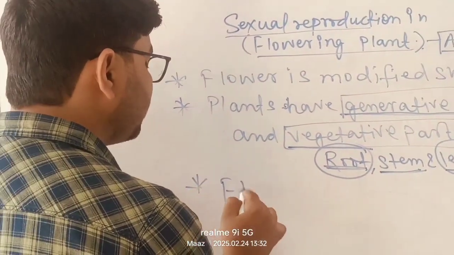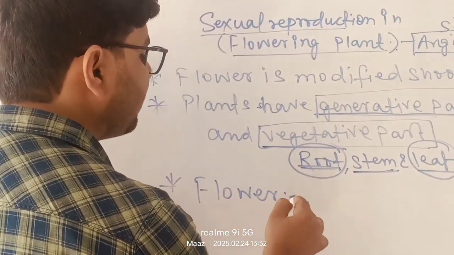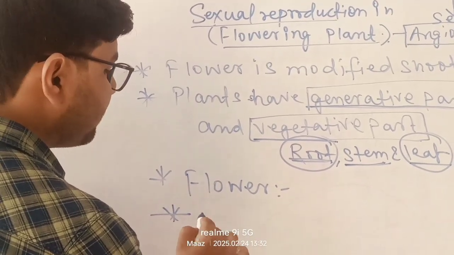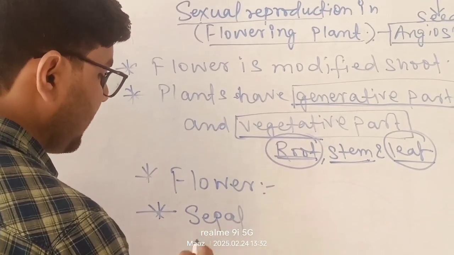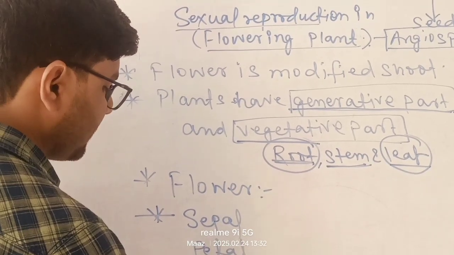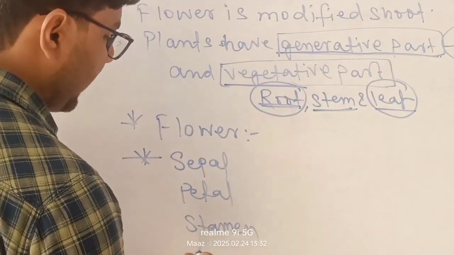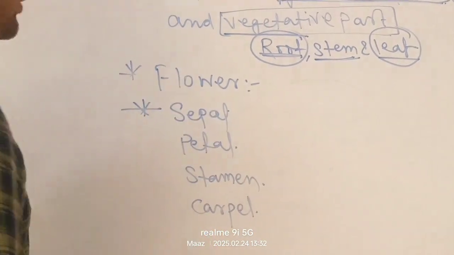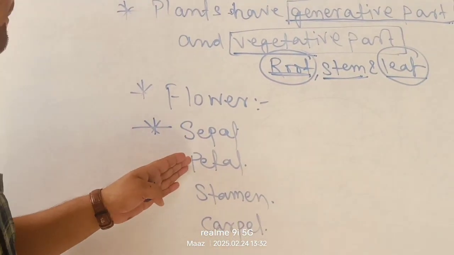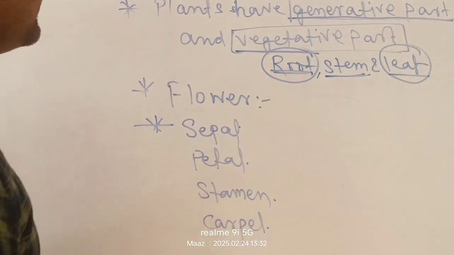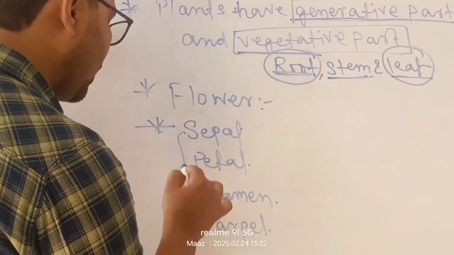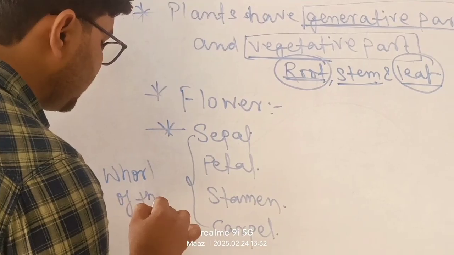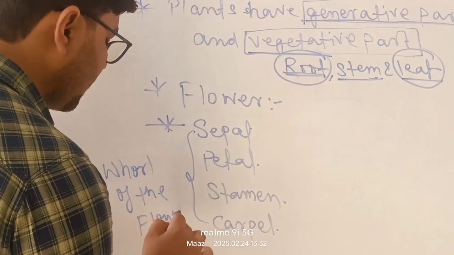Now, what does the flower have? The flower has sepal, petal, stamen and carpel. These four are the parts of the flower: sepal, petal, stamen and carpel. These four are also called the whorls of the flower.